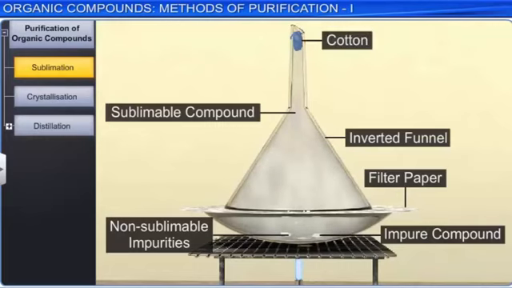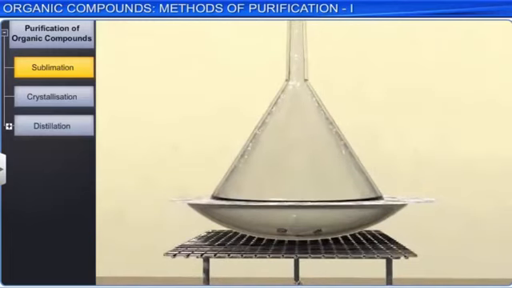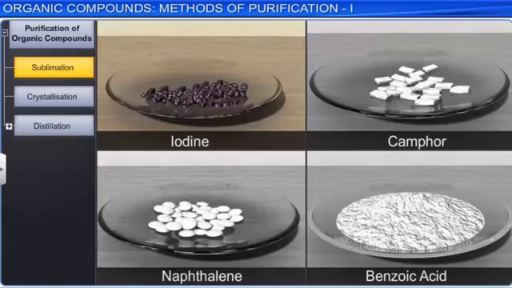Vapors of the solid, which sublime, pass through the holes in the filter paper and condense on the cooler walls of the funnel. The non-volatile impurities are left behind in the dish. Iodine, camphor, naphthalene and benzoic acid are purified by this method.